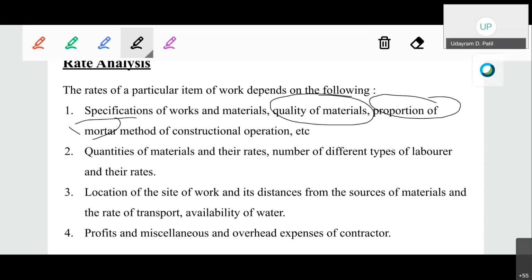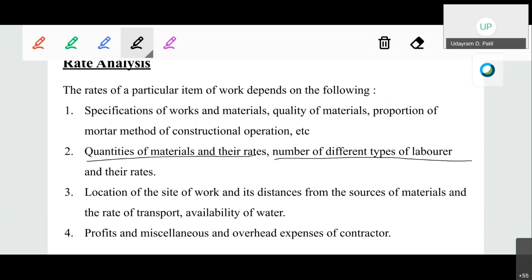Depending upon this particular specification, the per unit cost of that particular item of work will be different. Okay, similarly the quantities of materials and their rates, numbers of the different types of labors and their rates. Again, depending upon the quantity of the material, the rates will be different.